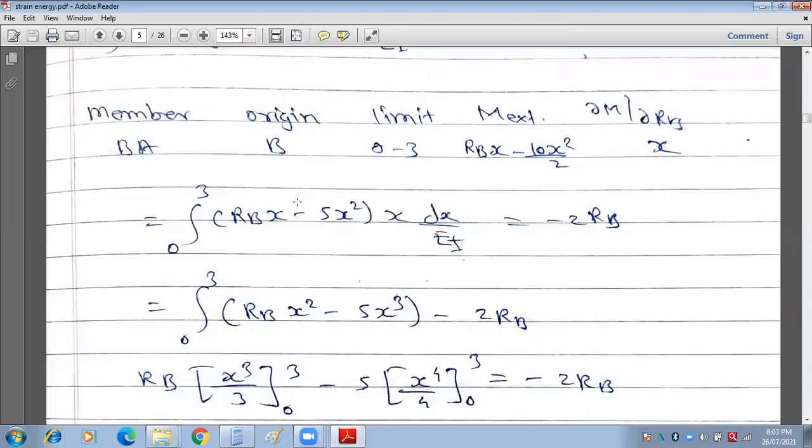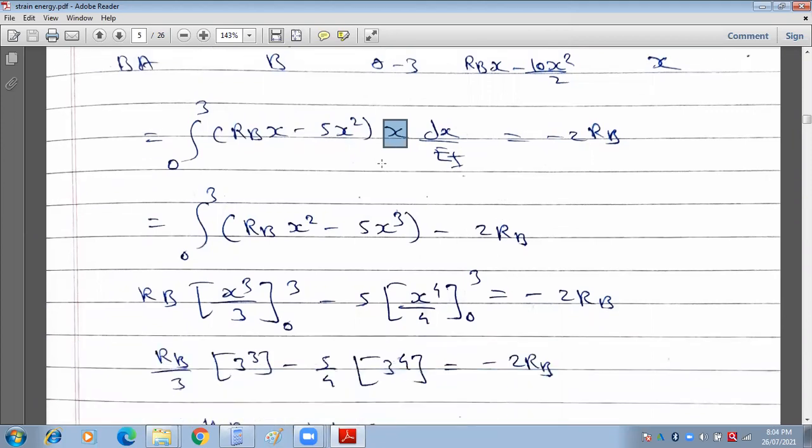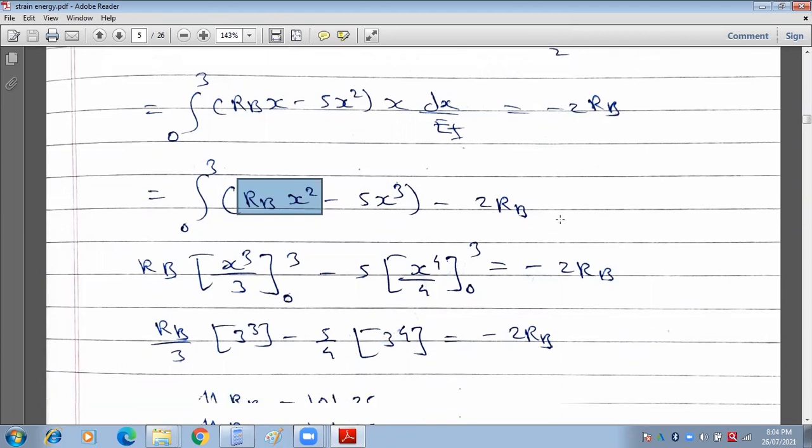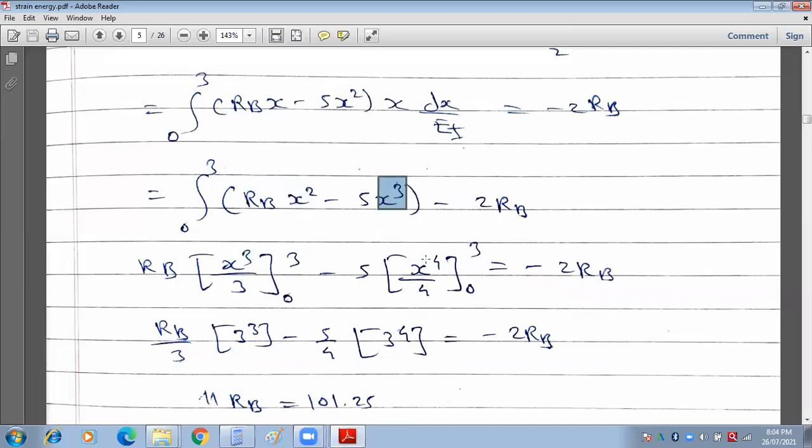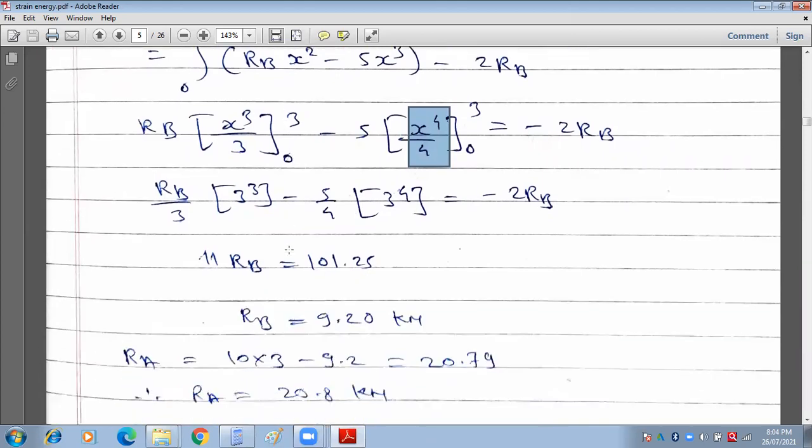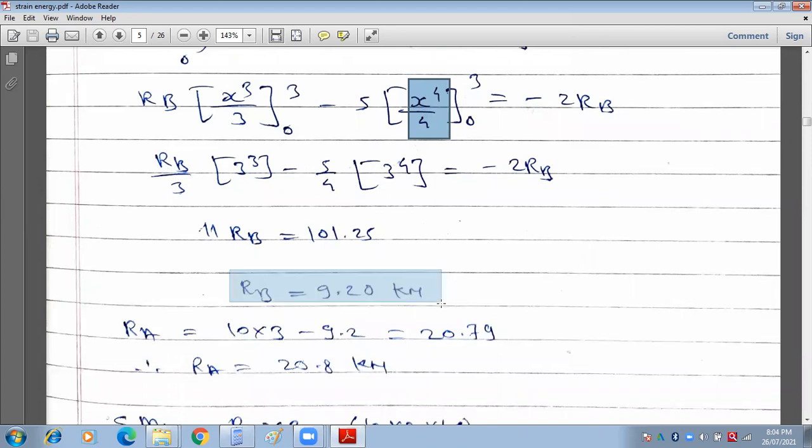Now multiply these two terms, moment into partial derivative. Now simplify this term, multiply this x inside the bracket: Rb into x square minus 5 into x cube is equal to minus 2 Rb. Now here Rb is constant, integration of x square is x cube upon 3, integration of x cube is x raised to 4 upon 4, limit varies from 0 to 3. Now put the values and simplify the term, and you will be getting the reaction Rb.